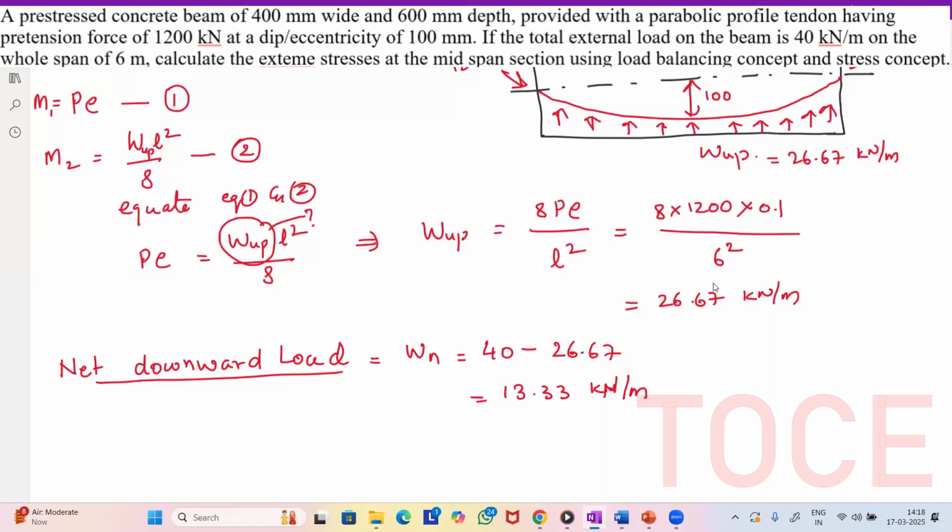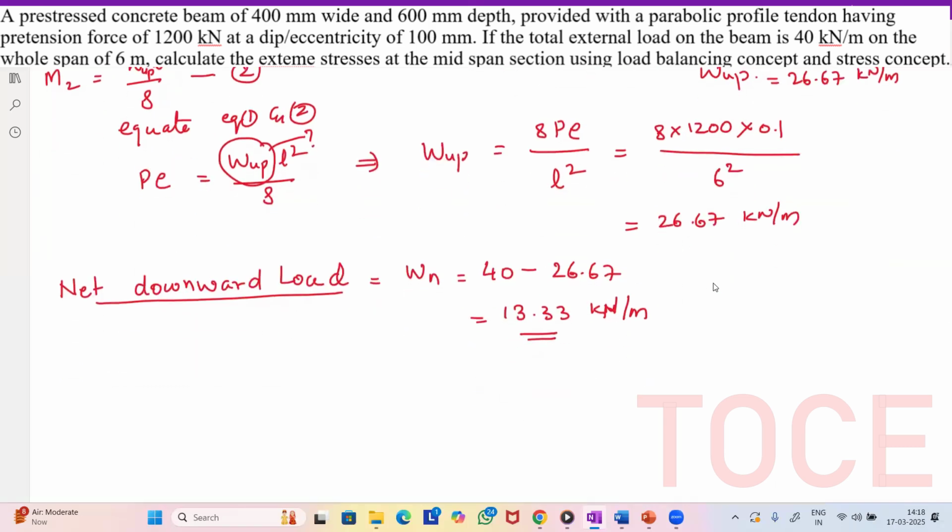Okay. So if we calculate the stress only due to this net downward load, that will be enough. Okay. Because the other load is already compensated, that is counteracted. So that is subtracted. So now we can calculate the stress due to only this net downward load, that is 13.33 kilonewton per meter. Okay. Now let us calculate the stresses.